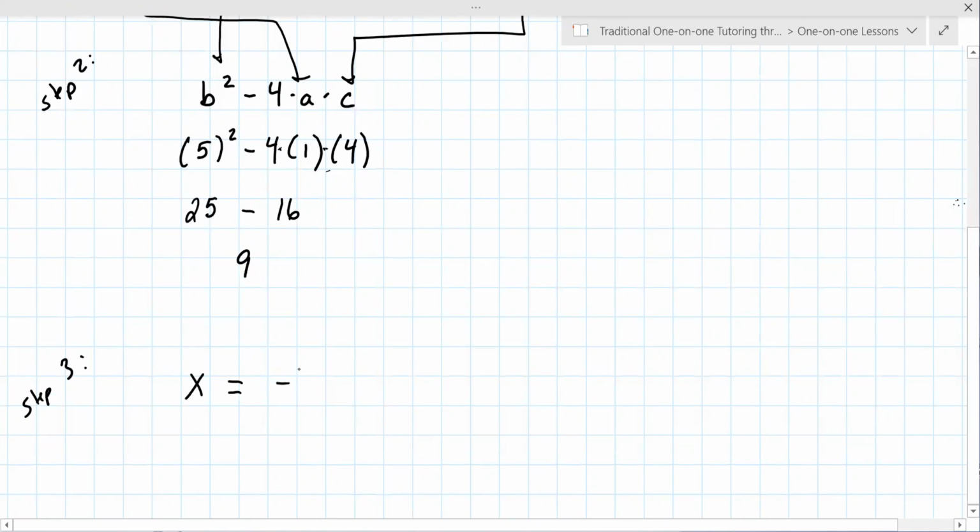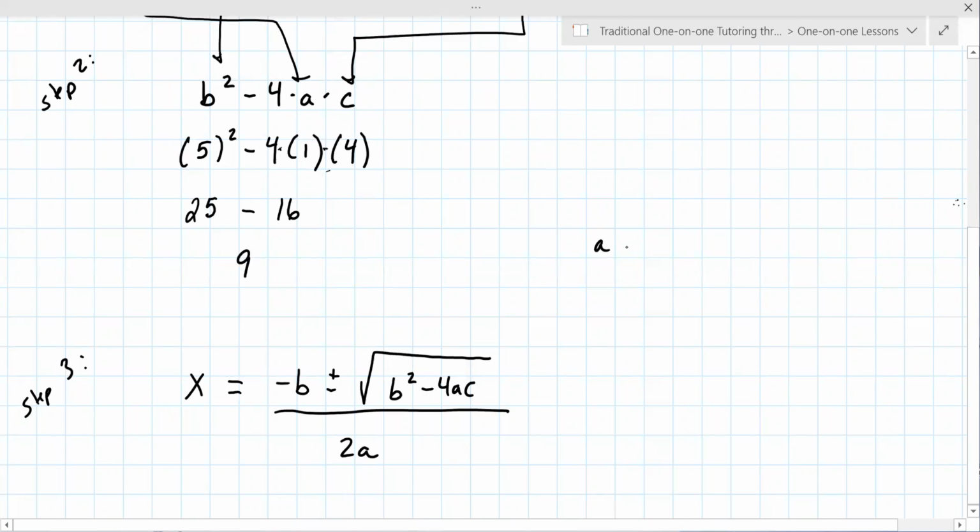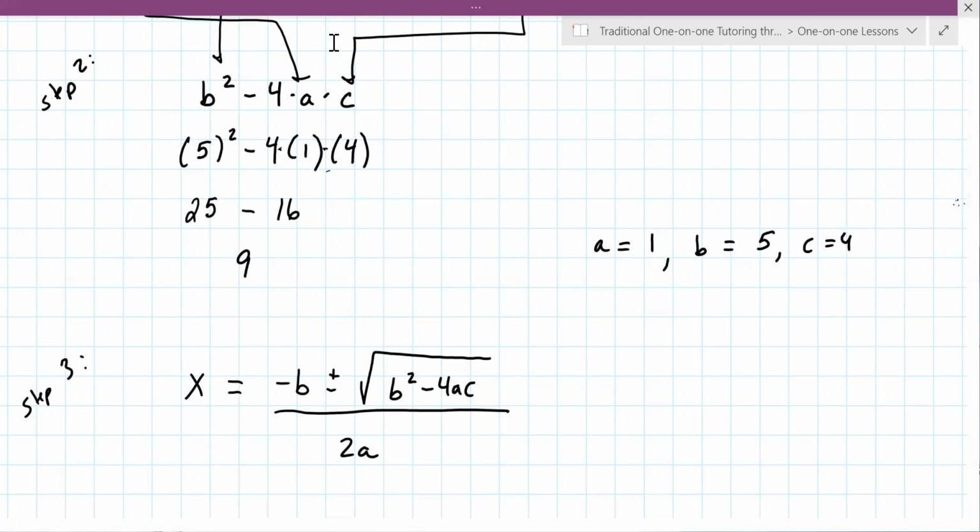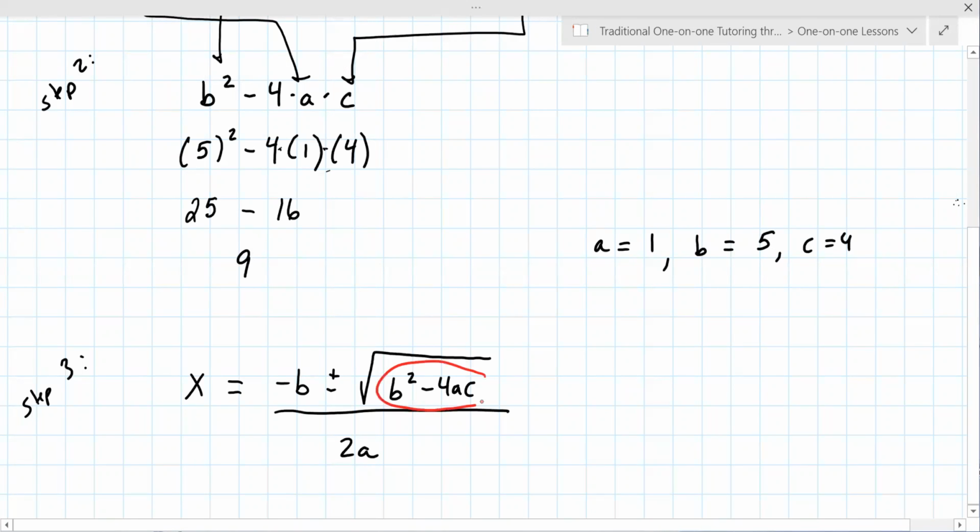So step 3 is to write out the quadratic formula, and I'm going to write it out for you each time. So that's the quadratic formula. I'm going to remind you that A is 1, B is 5, and C is 4. Now the part I'm about to highlight, this part right here, b squared minus 4ac, we already did that. Do you see that you already did that part?